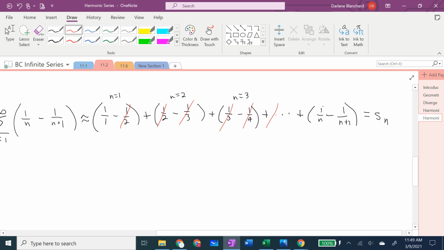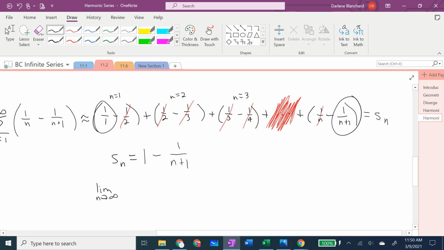And then this plus 1 over n is going to cancel with the previous minus 1 over n, and everything in between just cancels. So that means that my nth partial sum is 1 minus 1 over n plus 1. The infinite sum is the limit as n approaches infinity, and that approaches 0 as I head to infinity.